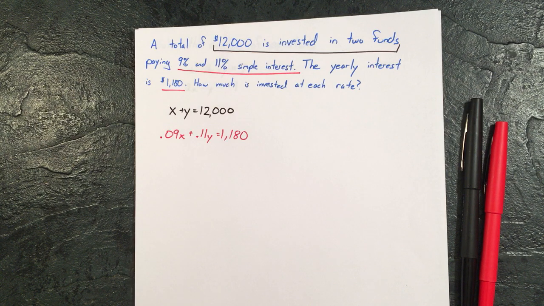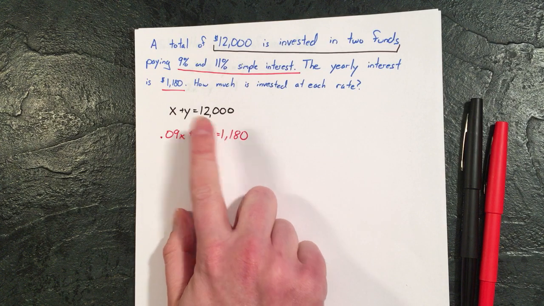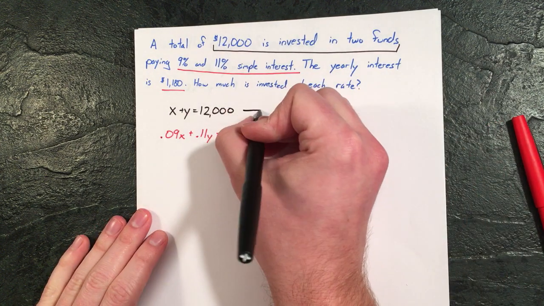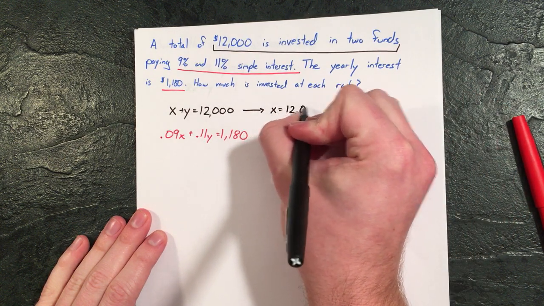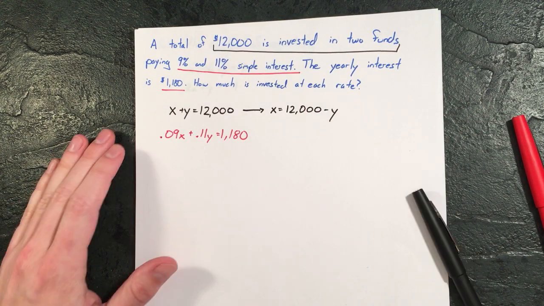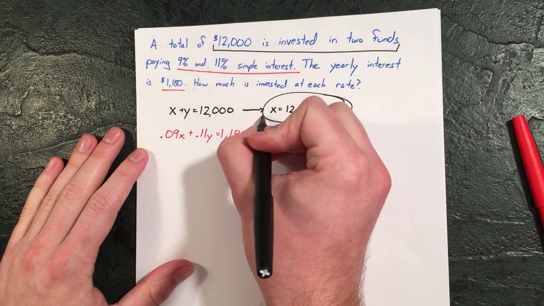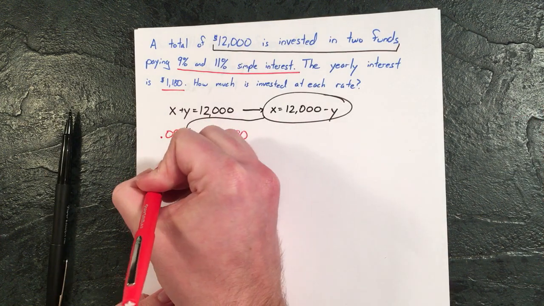At this point, let's see if we can try to solve this system of equations. So we want to solve for one of the variables, whether it be x or y, and then reinsert that into the other equation. Not really looking forward to dividing by either 0.09 or 0.11. So how about we stick with this first one here? And let's just solve for x here. Okay, since we have x equals 12,000 minus y, we can substitute it back into that other equation that we had here.